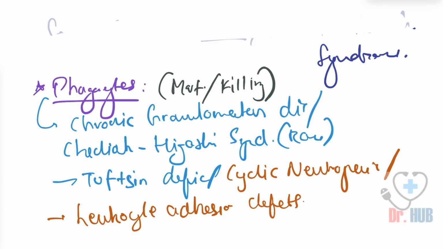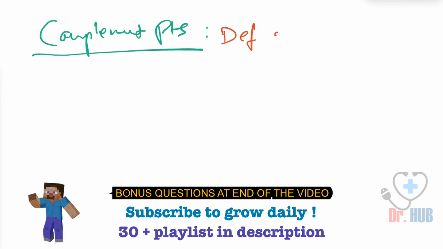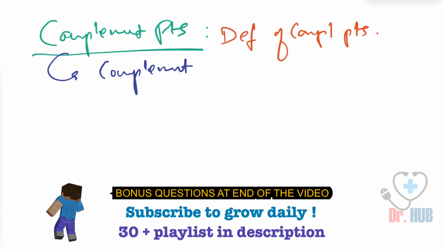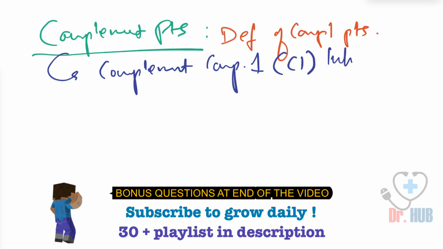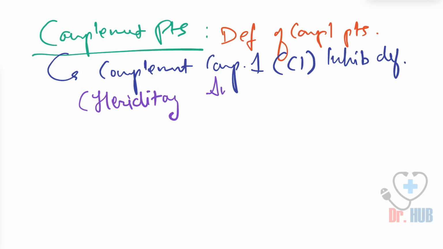Then we look at the other category. This is nothing but the complement proteins. So what are the complement proteins? They are nothing but the deficiency of the complement proteins is what we are looking at. The examples here include complement component 1, that is in short known as the C1 inhibitor deficiency. And this is the hereditary angioedema.